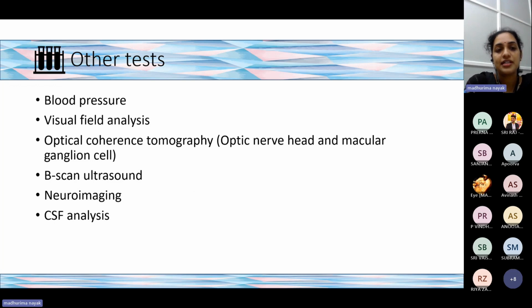So the next important test, I always emphasize on blood pressure. Even though you do not have any signs of hypertensive retinopathy on the fundus, high blood pressure or malignant hypertension can always present with isolated papilledema, disc edema in both eyes. So blood pressure will be your first test, followed by visual field analysis. So what is the use of doing a visual field analysis in any case of disc edema? Anyone?